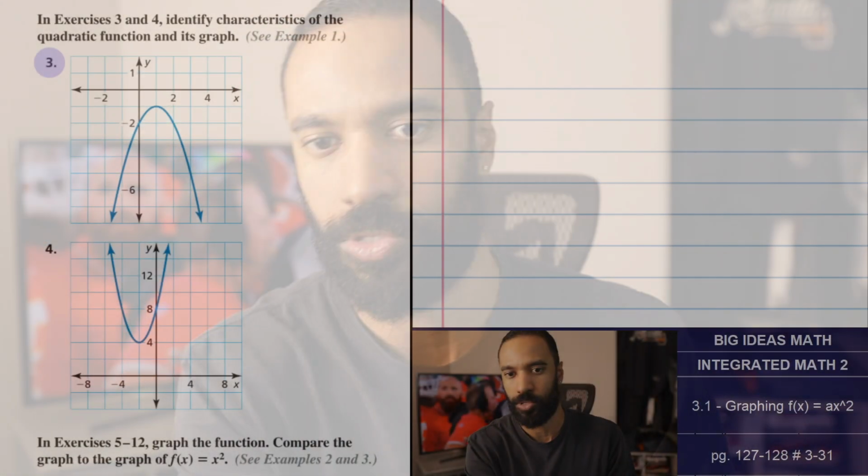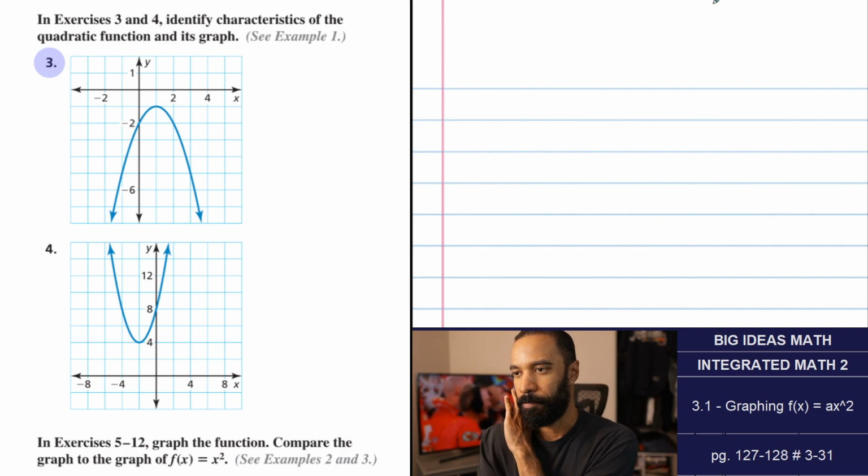I'm not going to copy down problems that are graphs. So we're going to have to refer to those, and I might have to point them out of the book itself. So I hope that you're good with that. So let's go ahead and move forward, and let's look at starting with number 3.